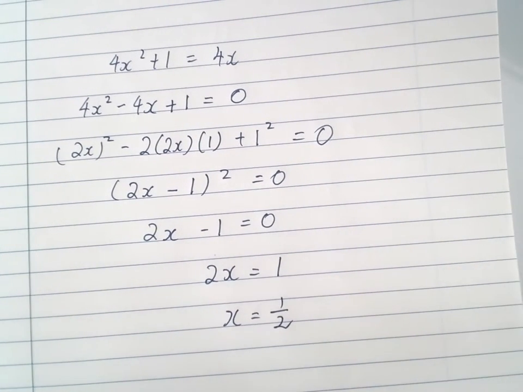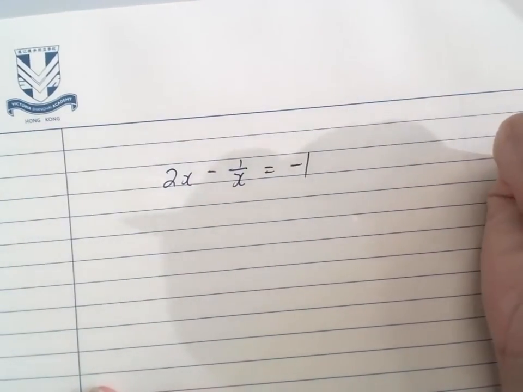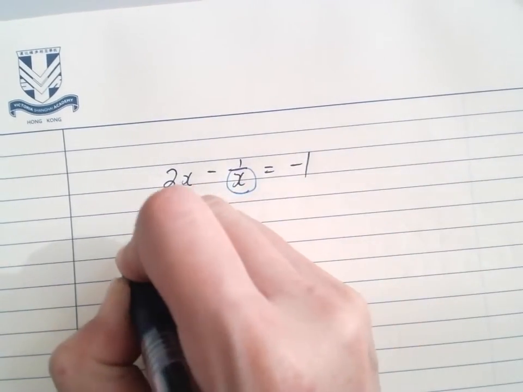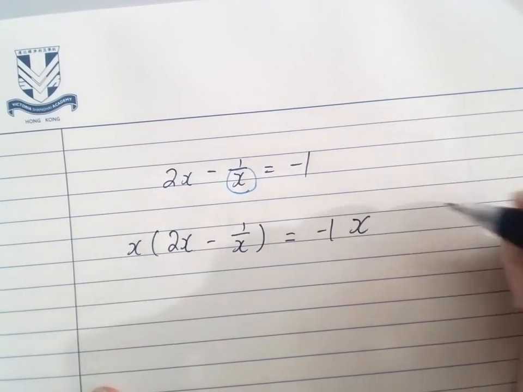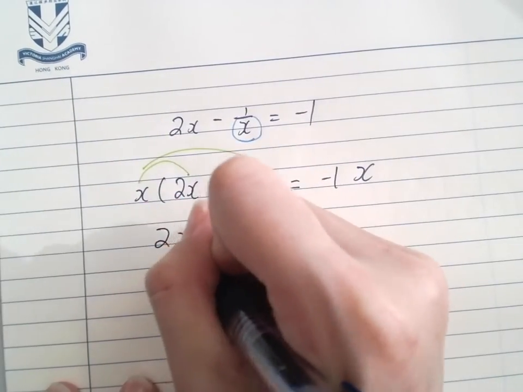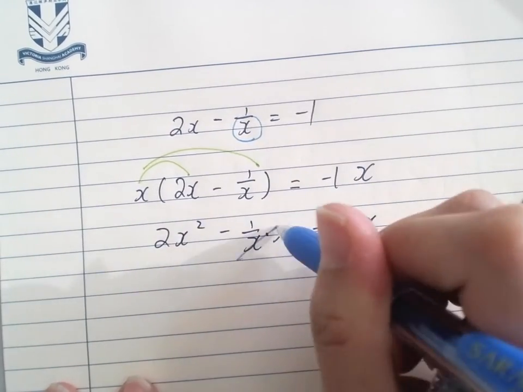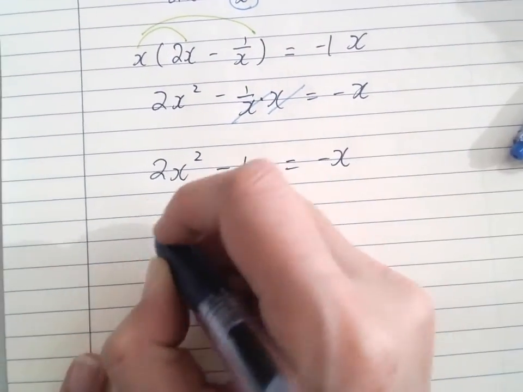Sometimes you will see some fractions in the equation, so you might have to do something else. For example, we have an unknown here, 2x minus 1 over x equals to negative 1. Now, I do not like the fraction here, the denominator here, so I multiply the whole equation by x. So we have 2x squared minus 1 over x times x equals to negative x. So we have 2x squared minus 1 equals to negative x. Put everything on one side.